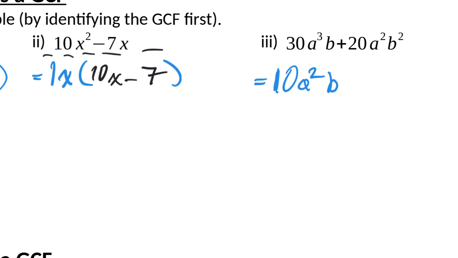So now, let's go and do the garbage collection. What's left in the bracket? When I divide 30 by 10, what do I get? 3. So I get a 3. a cubed divided by a squared: how many a's do I have left? Just one a. So we're just going to write 3a. So we have b divided by b in the first one is gone.